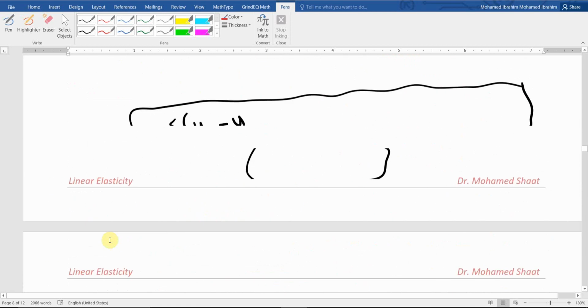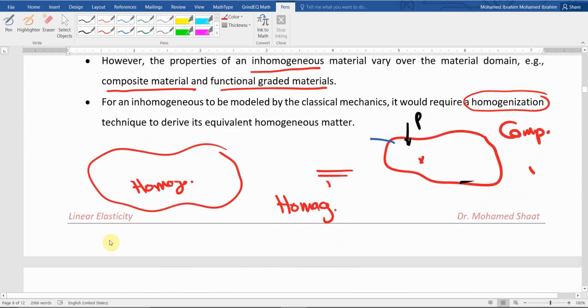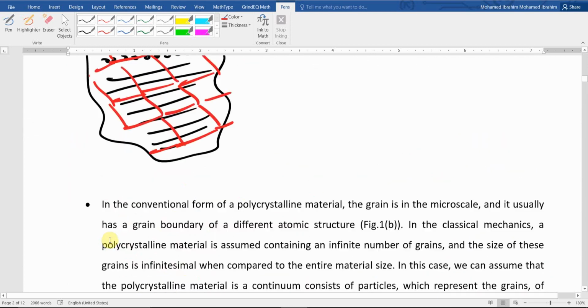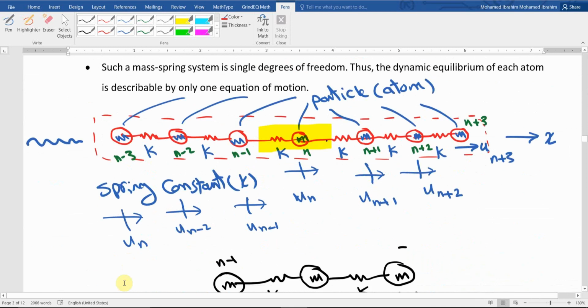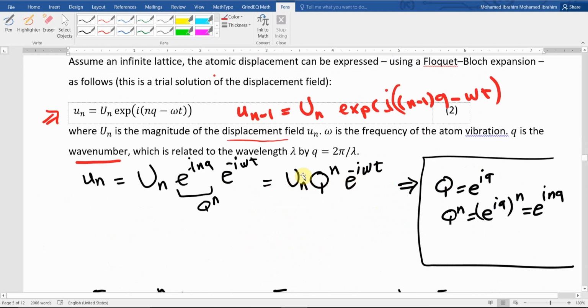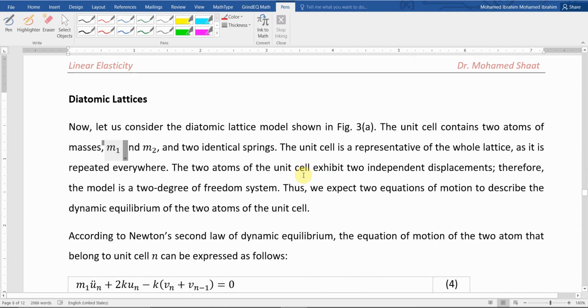For example, in the monoatomic lattice, the unit cell is the yellow highlighted part. This yellow part is considered the unit cell, which should be repeated. But here the unit cell includes only one atom. In some cases, we may have a unit cell that includes two atoms. This depends on the material or the crystal structure that we are considering. It depends on so many things. So now let us have a more advanced level of this model in case we have a diatomic model.